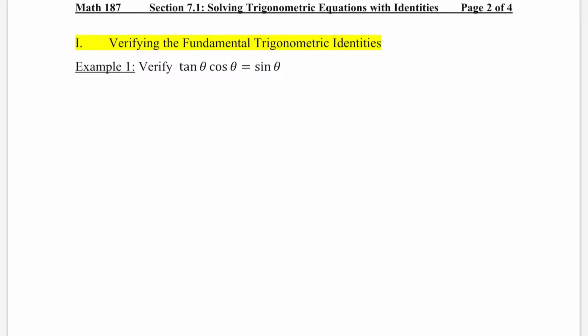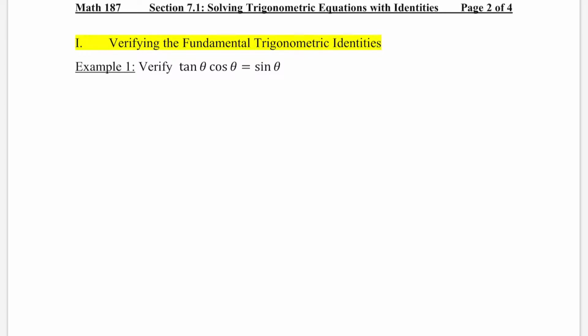Example 1. Verify tangent of theta times cosine of theta equals sine of theta. Verifying means that you have to prove that tangent of theta times cosine of theta equals sine of theta. So in this statement, they told you that tangent of theta times cosine of theta equals sine of theta. But you have to assume that you don't know this, and you are trying to show them that they are actually equal to each other.